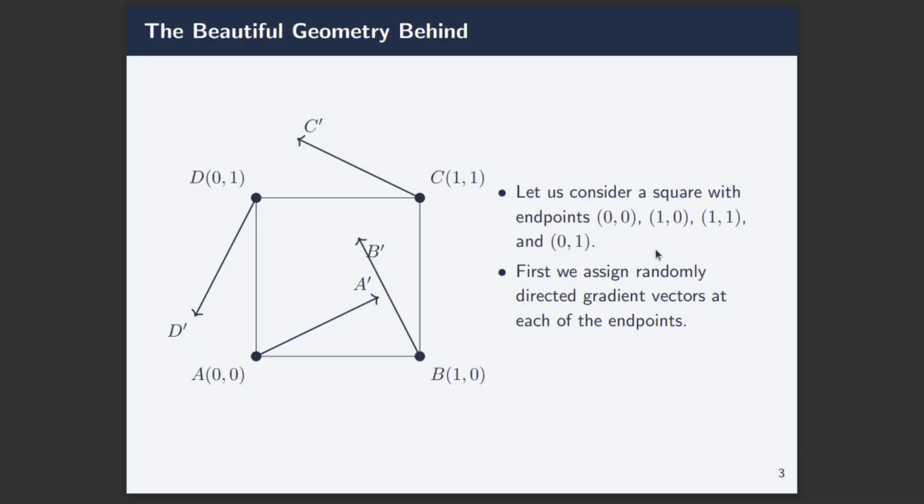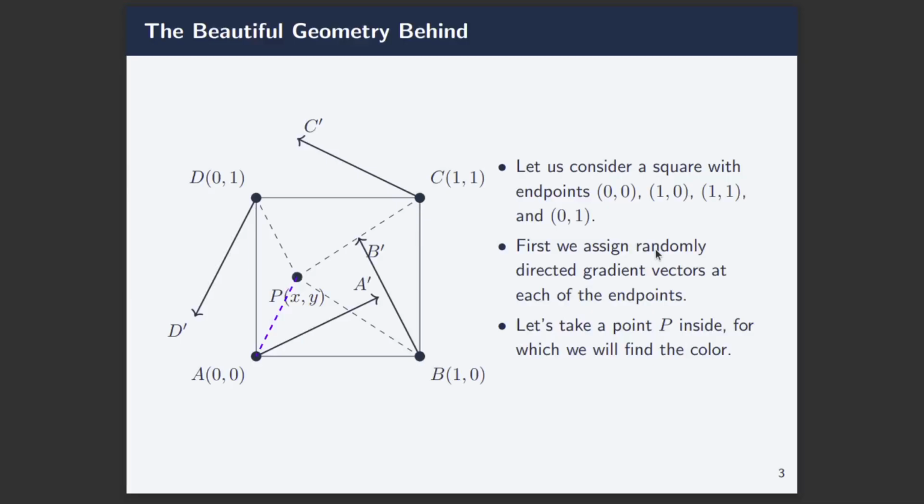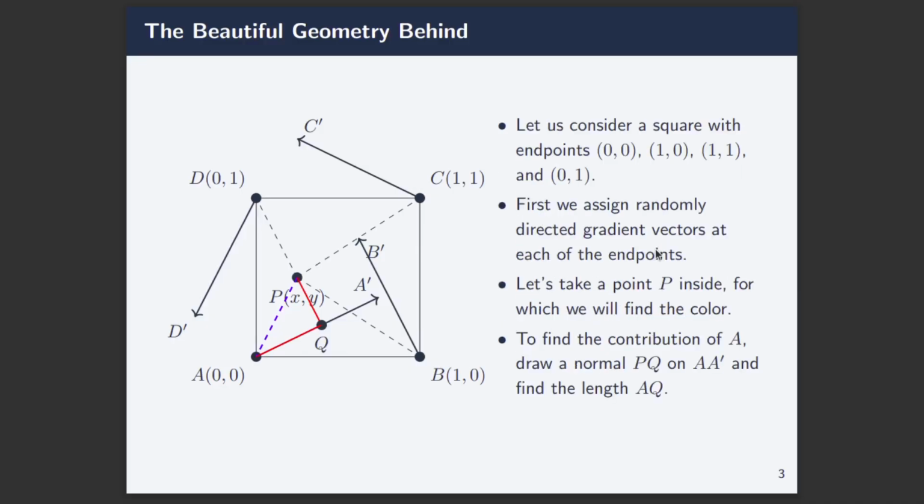It is very important to note that the exact directions of these randomly generated vectors will actually determine the color for each of the points inside the square. Now, since we need to determine the color for each of the points inside, let's first pick an arbitrary point P (X, Y), and now all of the endpoints A, B, C, and D will have some contribution on the color of P.